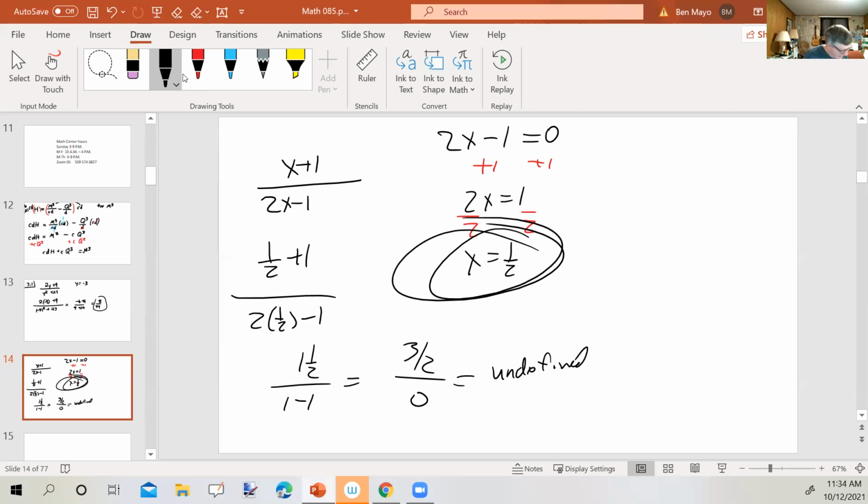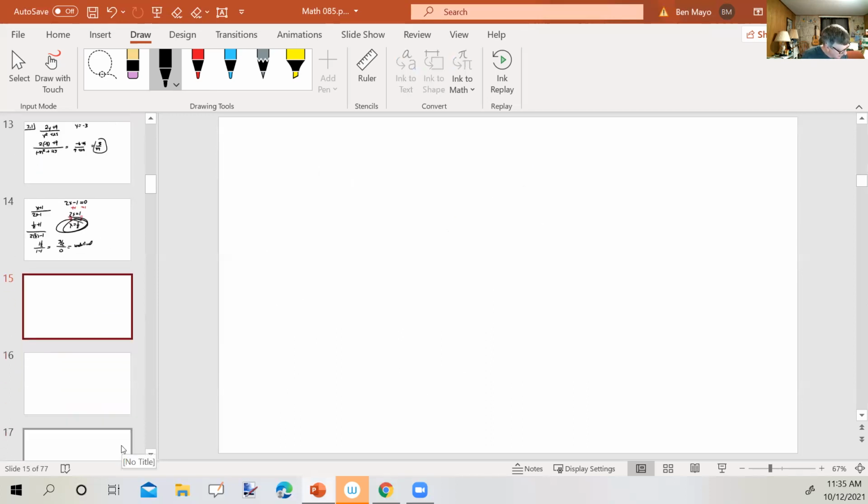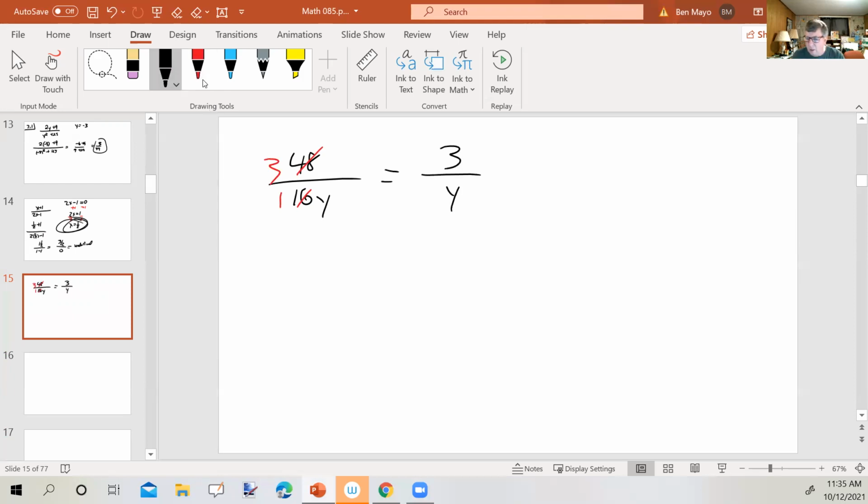Okay. Then we had some problems that said simplify. We had a monomial divided by a monomial. Let's say 48 over 16y. We could reduce that down, dividing the top and the bottom by 16. We'd get 3 over 1y, but you don't need to put the 1 in front of the y. So just 3 over y.